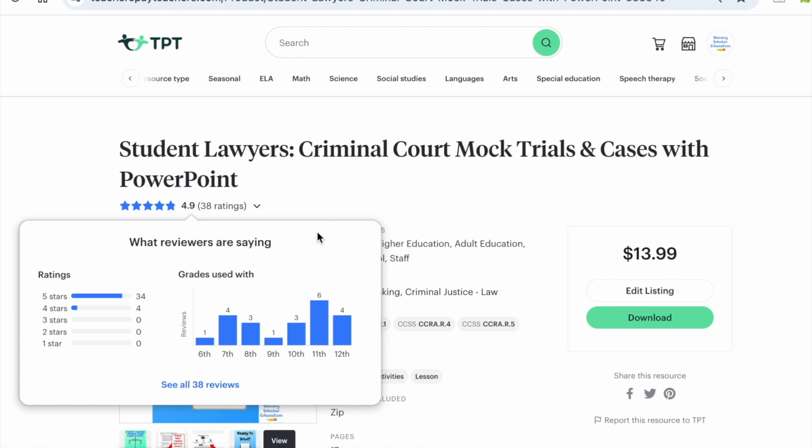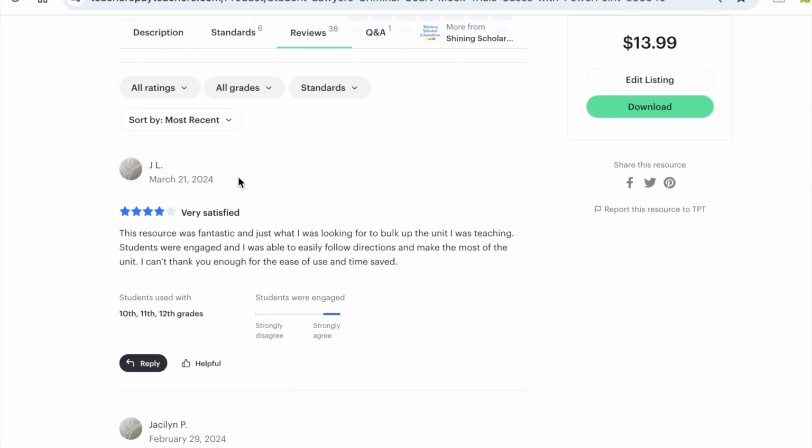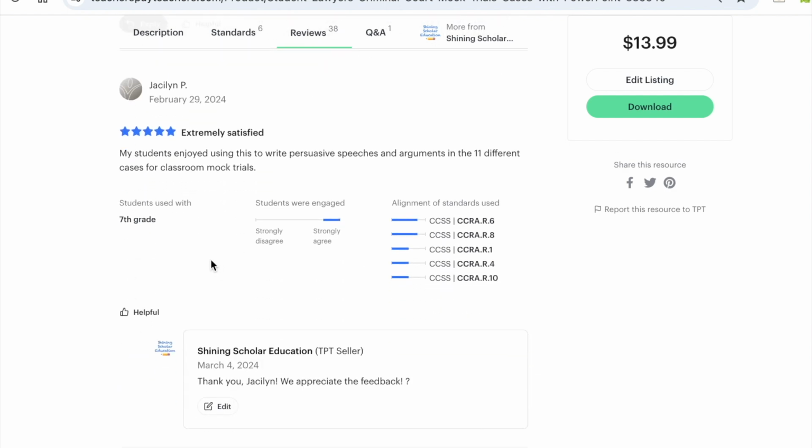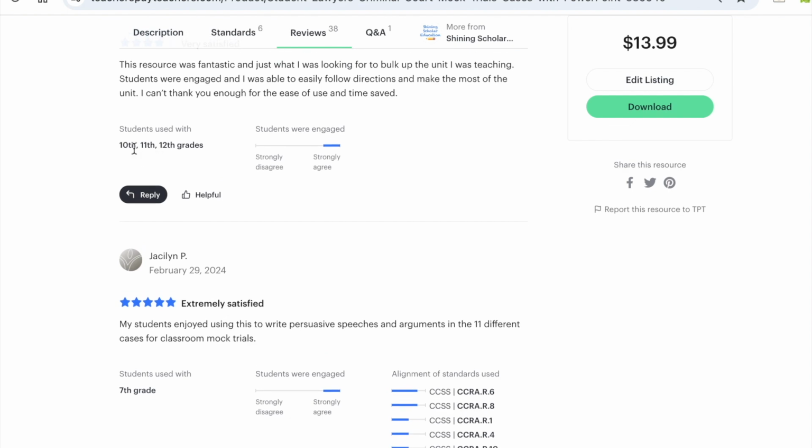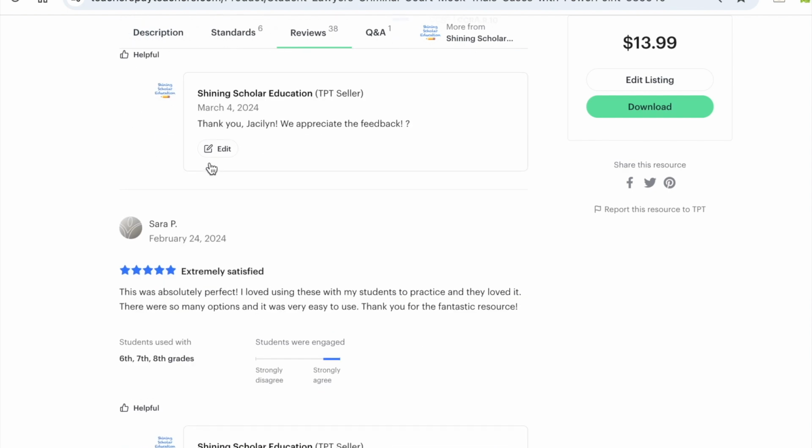And if we scroll down, let's see what some of the teachers have said. So JL said this resource was fantastic and just what I was looking for to bulk up the unit I was teaching. I can't thank you enough for the ease of use and time saved. Jacqueline or Jacelyn said my students enjoyed using this to write persuasive speeches and arguments in the 11 different cases for classroom mock trials. And she used it with 7th grade. That first person used it with 10th, 11th, and 12th graders.